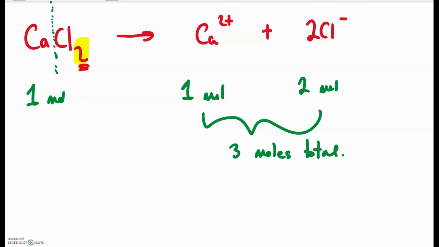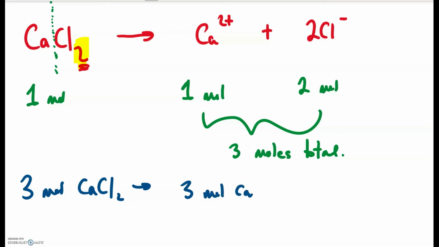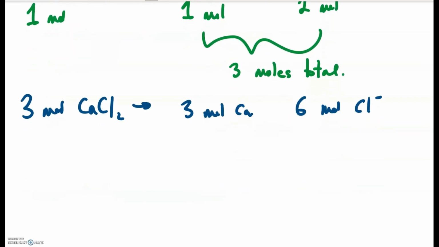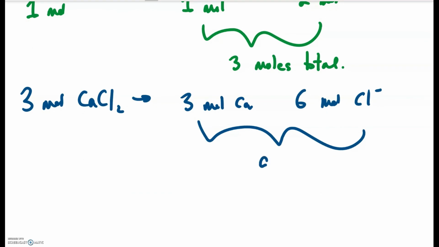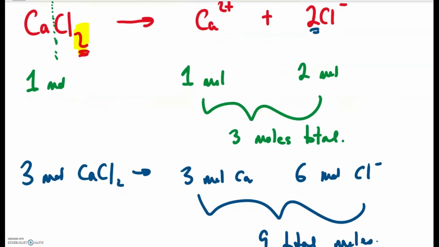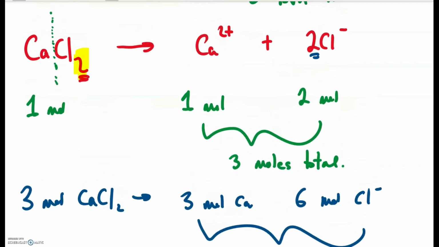If we were to dissociate, like we did in the previous example, 3 moles of calcium chloride, when it dissociated, we'd get 3 moles of calcium because there's only 1 calcium per, and we'd get times 2, 6 moles of chloride ions, and that would be a total of 9 total moles. And that's the trick with dissociating, is paying attention to the formula so that you know how many of each type of atom are in each molecule.